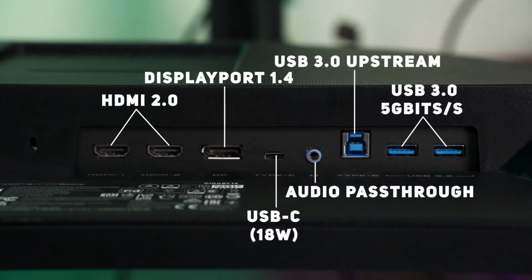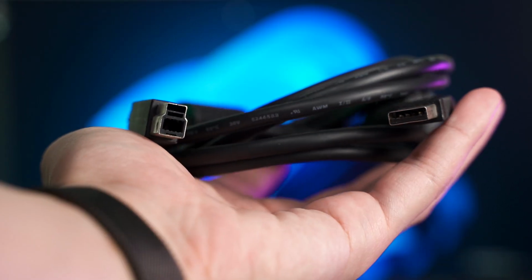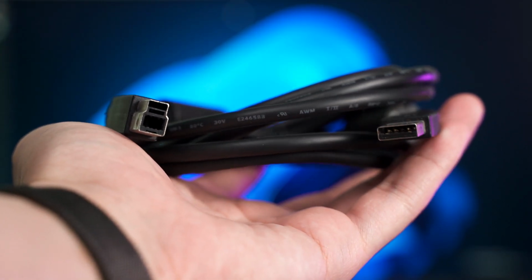Number 2, connectivities. As for the connectivities, we got one DisplayPort 1.4, two HDMI 2.0, one USB-C with 18W power delivery, one 3.5mm audio output, one USB-B upstream port, and two USB-A downstream ports. Inside the box includes the following cables: power cord, HDMI cable, DisplayPort cable, USB-A to USB-B upstream cable. Unfortunately, the package lacks a high-speed USB-C cable, which is crucial if you want to use the KVM function.